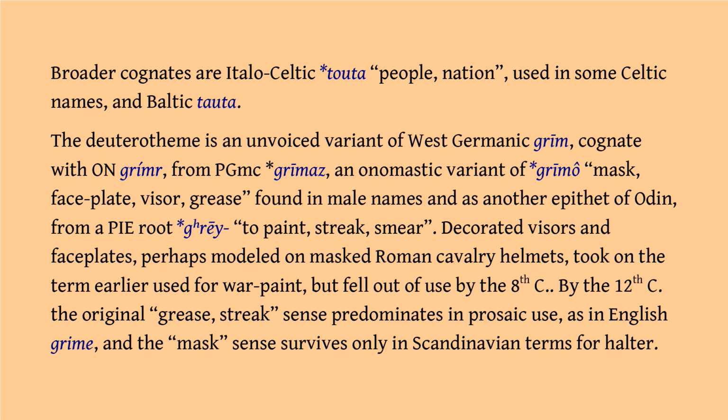The deuterotheme is an unvoiced variant of West Germanic Grim, cognate with Old Norse Grima, from Proto-Germanic Grimas, an onomastic variant of Grimo, mask, faceplate, visor, grease, found in male names and as another epithet of Odin, from a Proto-Indo-European root, gre, to paint, streak, smear.